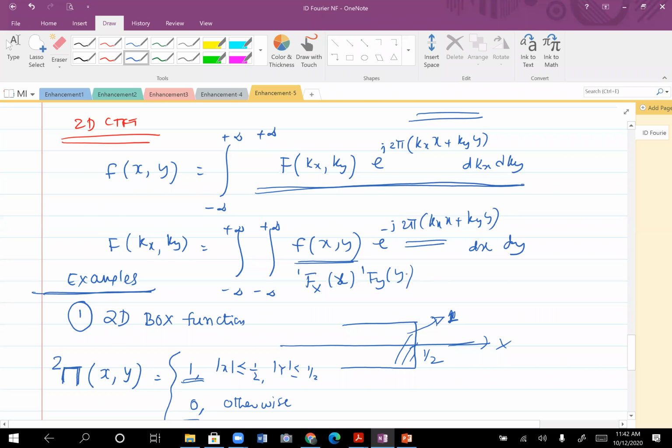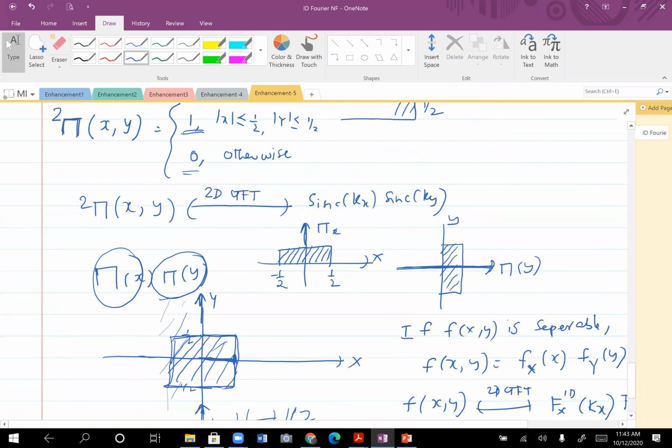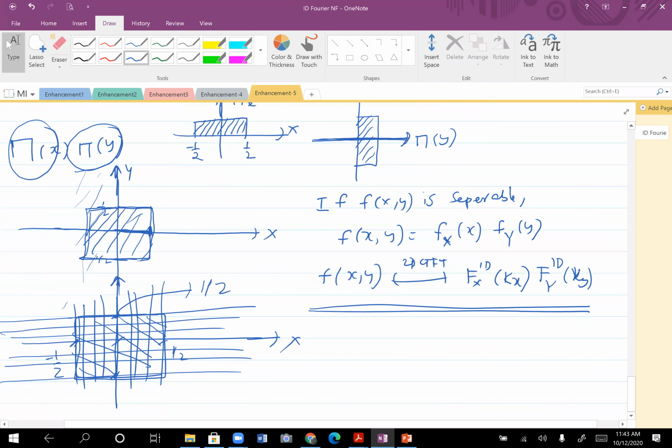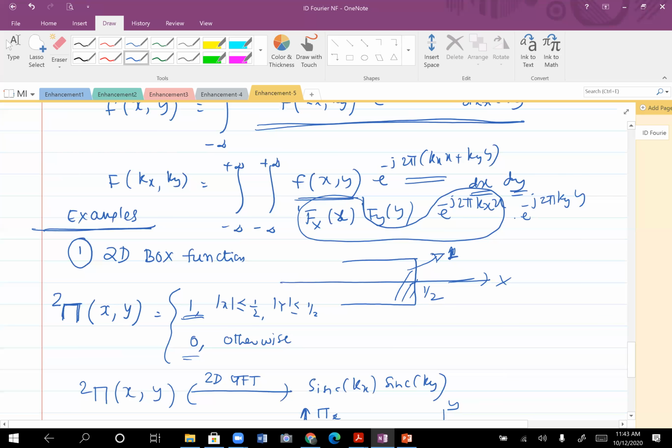You could write it as e power minus j 2 pi kx into x, multiplied with e power minus j 2 pi ky into y, isn't it? Now all you do is take these two together and the other two together, and then you separate this dx dy. This is nothing but the definition of the one-dimensional continuous time Fourier transform. Is everyone able to see this? Whatever property we have written here is essentially coming from this definition itself.